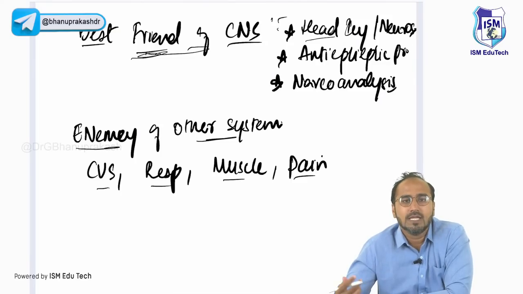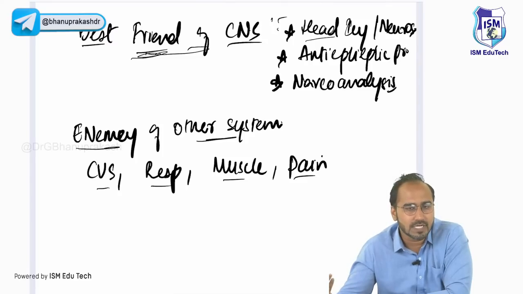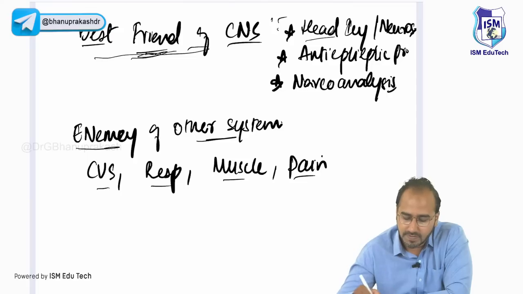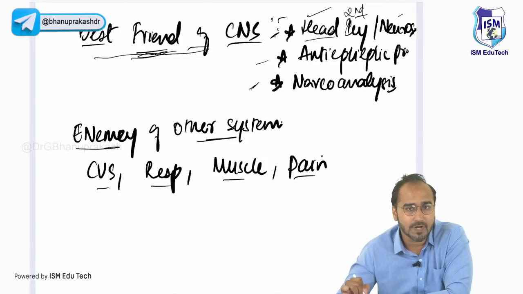But nowadays, the best drug for head injury neurosurgery is propofol. But still, remember that point. Best friend of CNS. Three good qualities on CNS is what? For head injury or neurosurgery, sodium thiopentone is the second best choice. Apart from that, it has anti-epileptic properties. Third, it can be used for narcoanalysis.